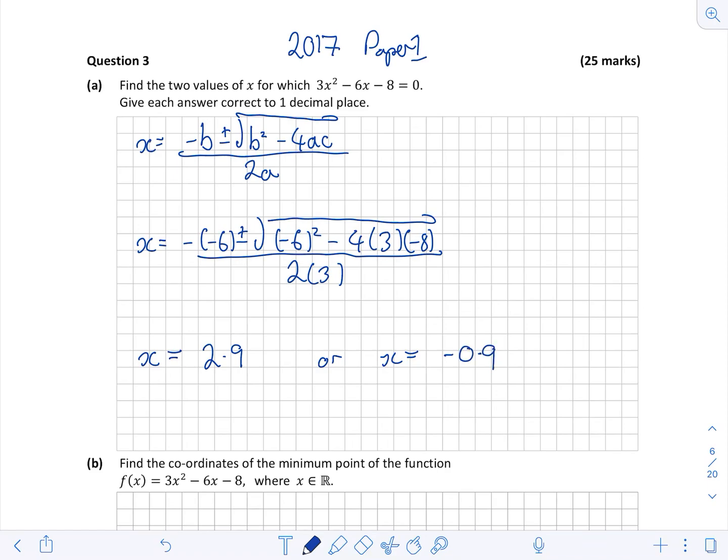So they're my two answers, and I can check that. If I go 2.9 squared, multiply that by 3, minus 6 times 2.9, minus 8, that is basically nothing. So that's our two answers there.